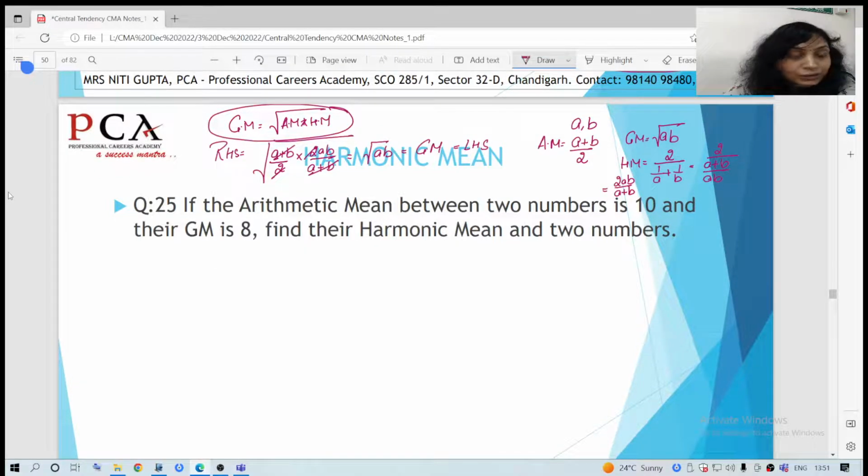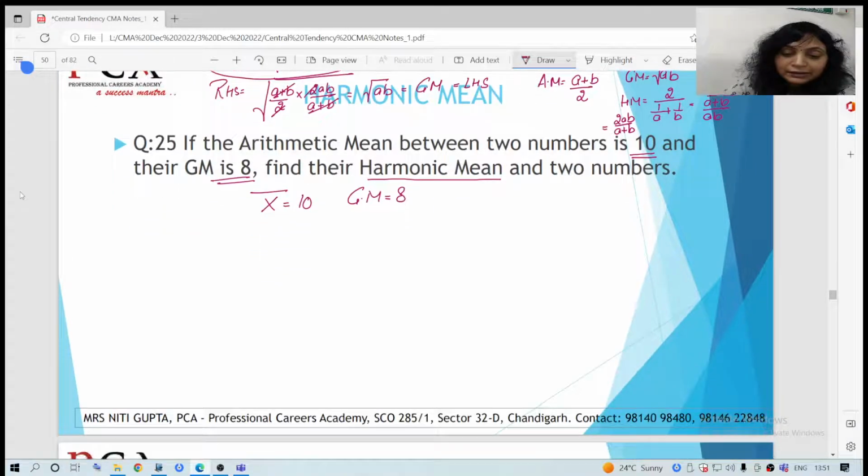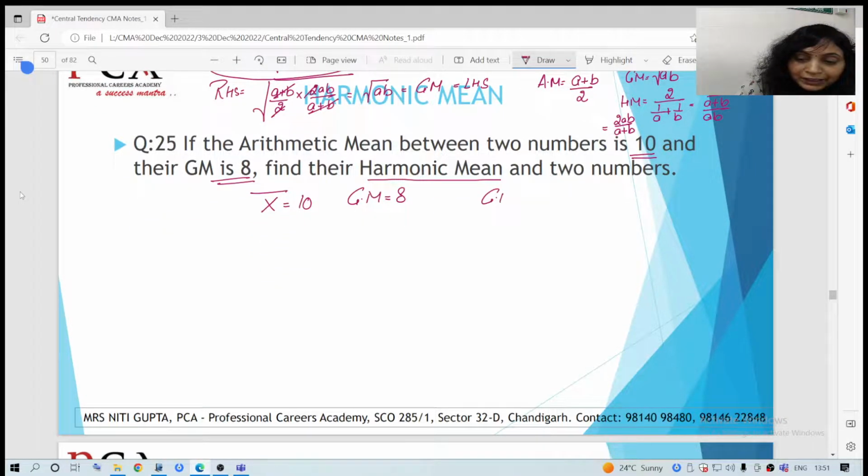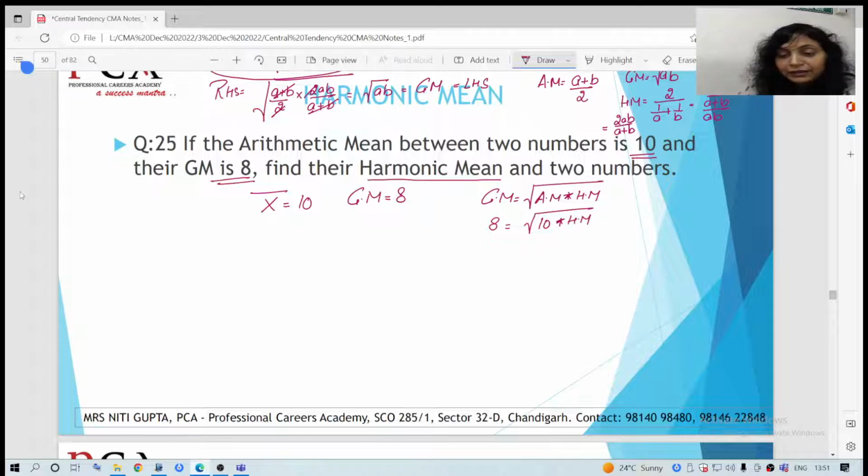So let's do a question to explain this. If the arithmetic mean between two numbers is 10, that means the mean is equal to 10, and the geometric mean is 8. So the geometric mean is equal to 8 and we have to find out the harmonic mean. I have already explained that in case of two numbers, the geometric mean is equal to the square root of arithmetic mean into harmonic mean. So geometric mean is 8, and it equals the square root of 10 into harmonic mean.